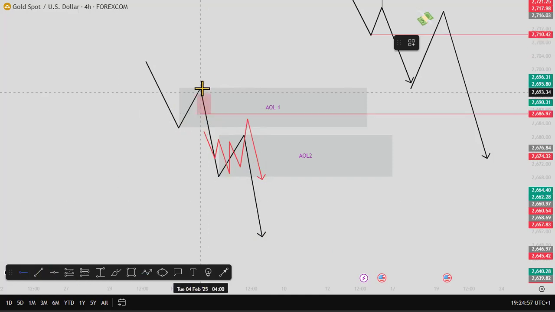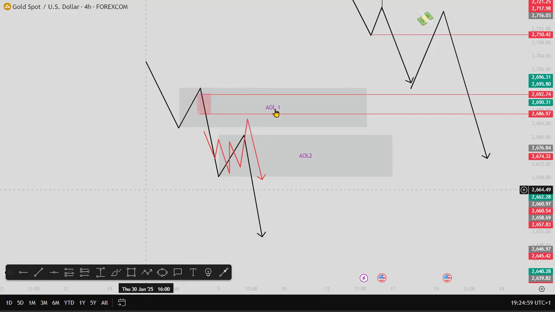This is your reference point. This is your area of liquidity. All right, price has not really entered into the area of liquidity and then it dropped right here.